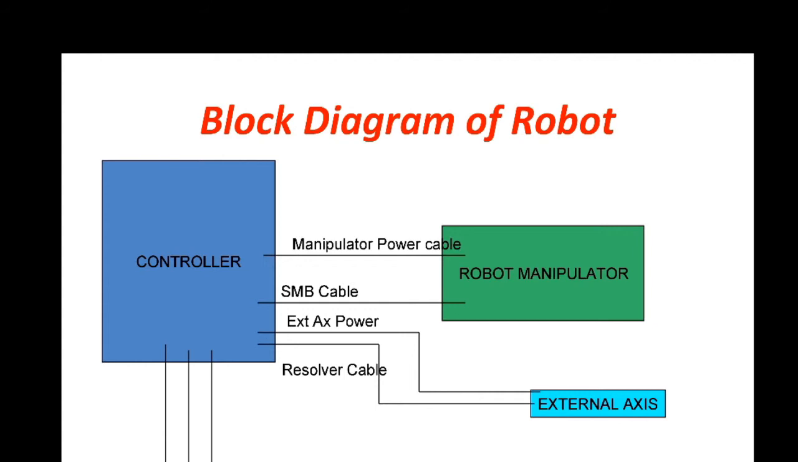The external axis power, EXT power and resolver cable. This arrow mark goes to the external axis. Okay, this one is nothing but, we already have a 6-axis robot.